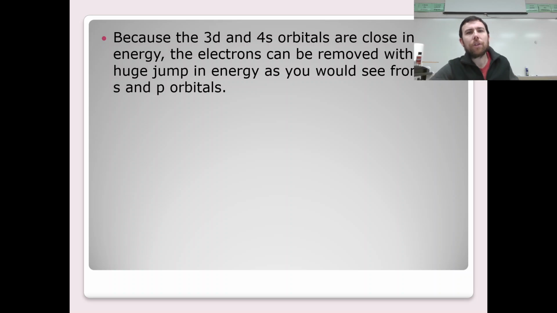Because the 3d and 4s orbitals are so close in energy, when you look at the first row of the d block elements, electrons can be removed from the 3d sublevel without a huge jump in energy, unlike going from a p orbital to an s orbital, however you want to look at that. There's a pretty significant jump in energy between s and p orbitals, but that's not the case when you're comparing orbital energies of s and d orbitals, respectively.